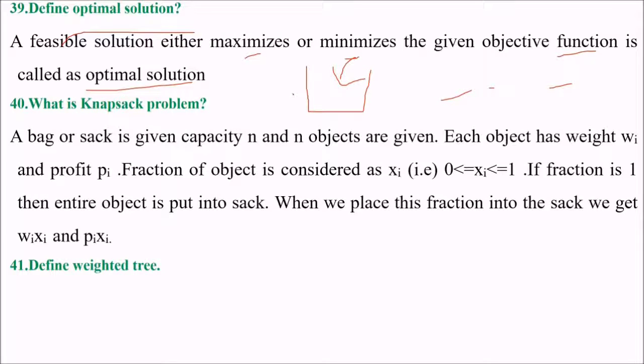So, a bag or a sack is given a capacity, and objects are given. Each object has some weight and some profit pi. The fraction of the object considered is xi, between 0 and 1. If the fraction is 1, then the entire object is put into the sack. When we place this fraction into the sack, we get the weight and this profit.